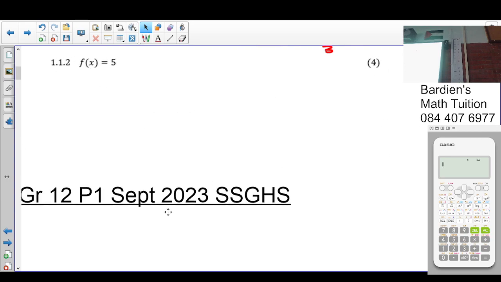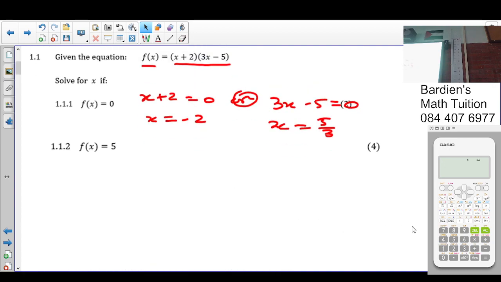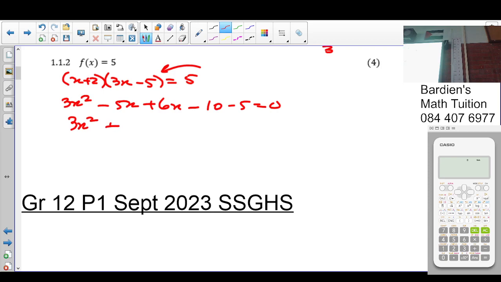f of x is equal to 5. Now f of x is, of course, (x plus 2)(3x minus 5) is equal to 5. Okay. So we multiply this out, I get 3x squared minus 5x plus 6x minus 10 minus 5 is equal to 0. I bring that over the equal sign. So 3x squared plus x minus 15 is equal to 0.